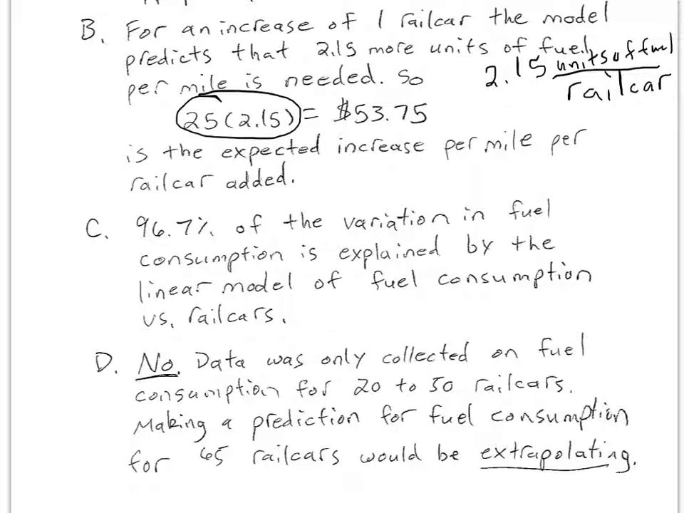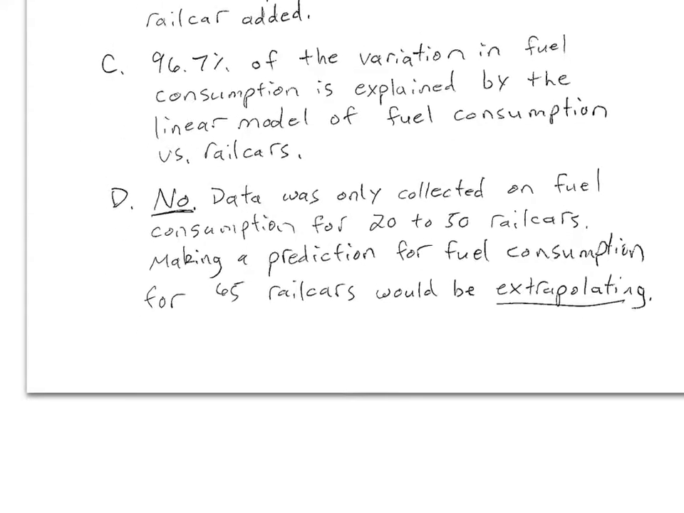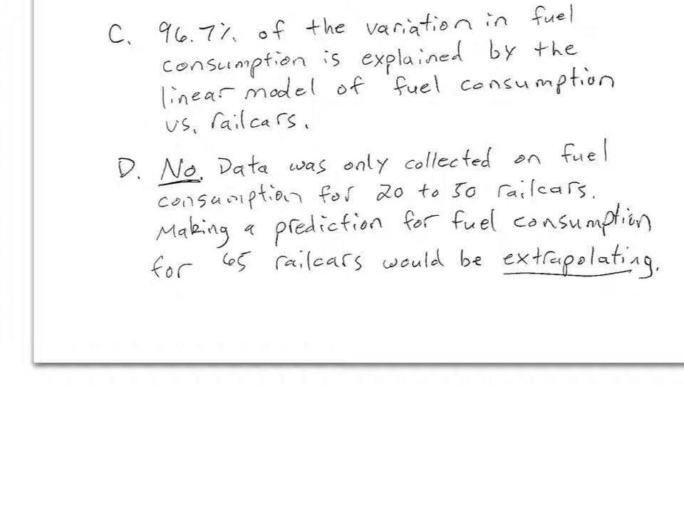Part C I actually answered when I was talking about all of the table and just going through generally what the question was about. So part C just says, interpret R squared in the context of the question. So R squared was 96.7%, or 0.967, so that means that's the percentage of the variation in the response that's explained by the linear model. But I want to say that in context. So it's the percentage of the variation in fuel consumption that's explained by the linear model of fuel consumption versus rail cars. So I'm explaining that in the context of the problem.